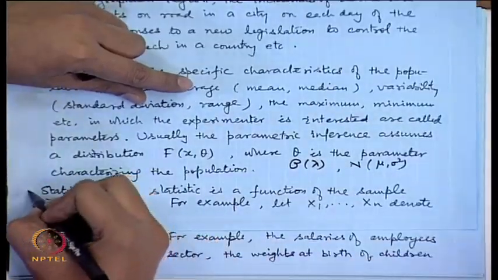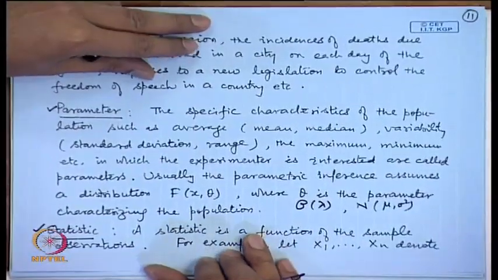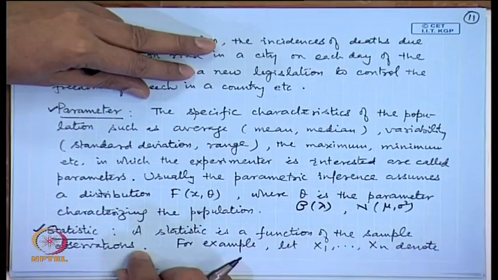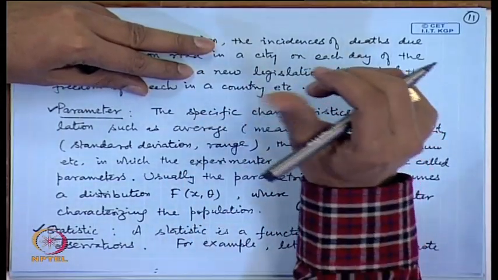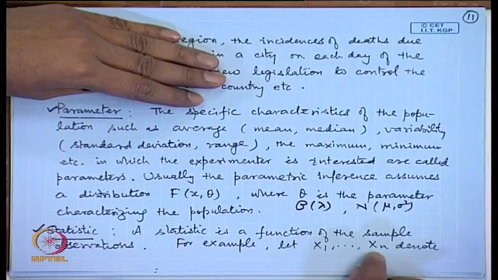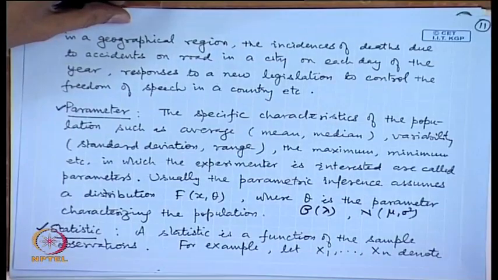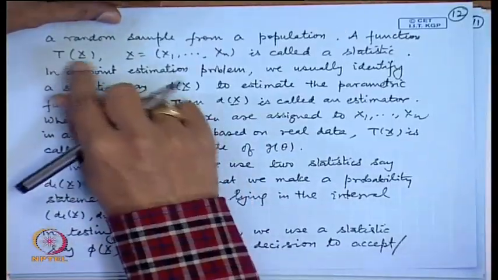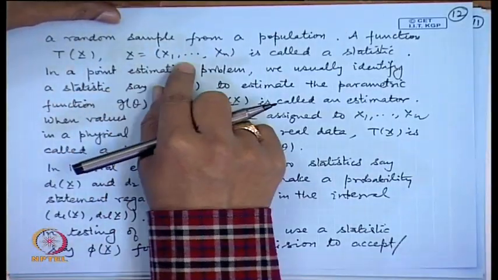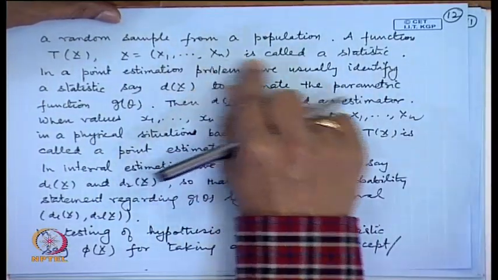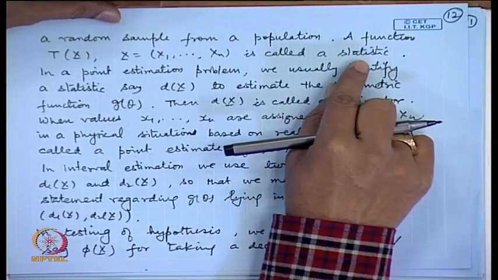A statistic, so this is the next terminology. A statistic is a function of the sample observations. From the population, the statistician has at his disposal a random sample, on the basis of which he will make the appropriate inferences. The sample is termed as observations x1, x2, ..., xn. Any function of these observations, let us call it T(X), where X denotes the sample x1, x2, ..., xn, is called a statistic.